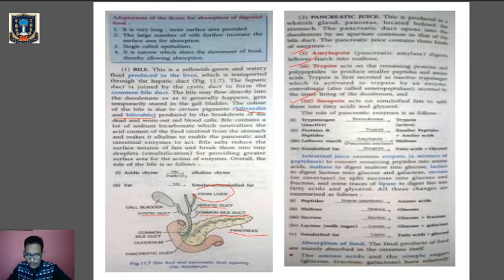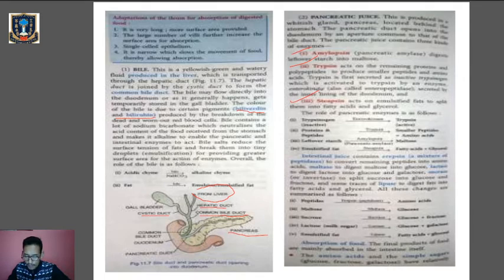Clear? Then the third one is steapsin, which will act on the emulsified fat to split it into fatty acids and glycerol. So my dear, remember the end products of protein and fat. Protein will be broken down into peptides and amino acids, and fat into fatty acids and glycerol by the help of the enzyme steapsin. Clear? So trypsinogen will be in inactive form. It will be converted into active form trypsin by the help of the enzyme enterokinase. Then that trypsin will act on the proteins and peptides to form smaller peptides and amino acids. Leftover starch will be acted upon by the enzyme called amylase or amylopsin, also called pancreatic amylase, and will change into maltose.